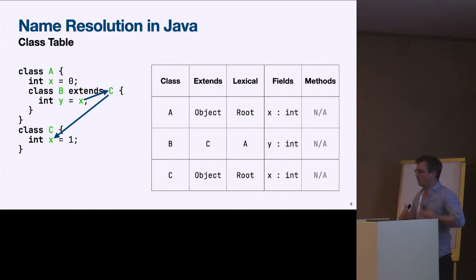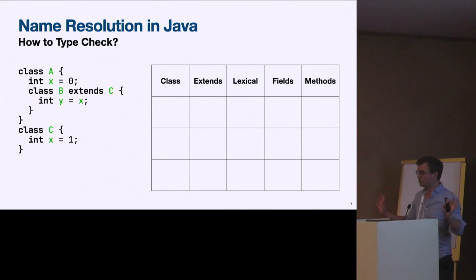We can understand how name resolution works by alluding to a class table. So here's an example of a class table for Java. We have 3 rows in the table for the 3 classes that we have. The class table tracks what the extends clauses are for each class. It tracks what the lexical context is for each class so that we can resolve through that if we need it. And then we have the fields and the methods. The reason why the x resolves through the extends clause is that the extends clause for B has a C, and C has a field x, and so we never resolve through the lexical context because bindings in extends clauses take precedence over bindings in the lexical context.